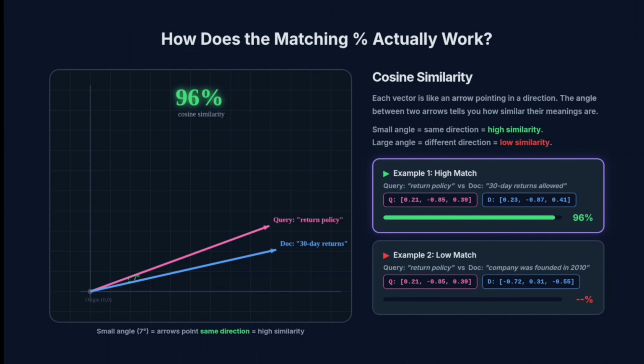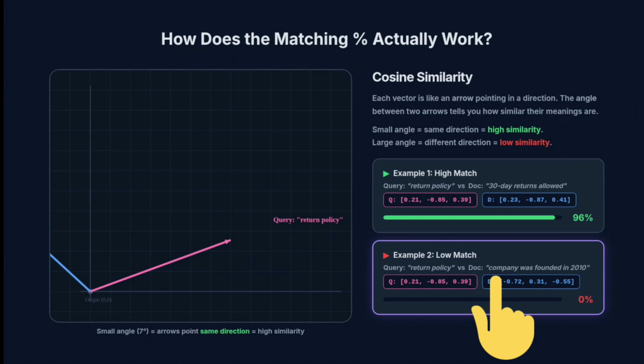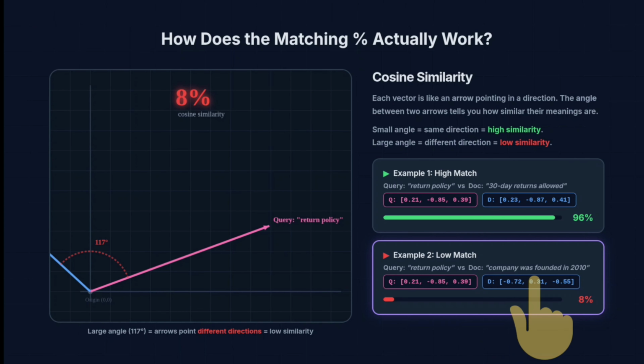A larger angle means low similarity, a completely different topic. For example, the query return policy and company was founded in 2010, totally different direction, maybe 8% similar. This single mathematical trick, cosine similarity, is what makes the whole retrieval system work.